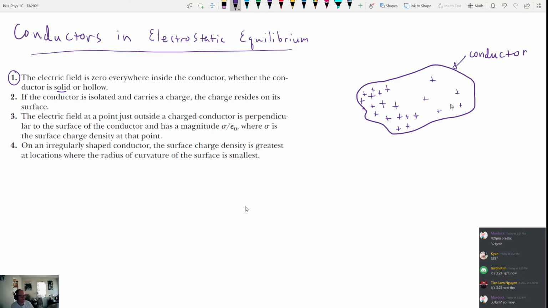What do we know about conductors? What is it that defines a conductor? Electrons are free to move, yeah. Charge flows easily. That's right, exactly. Charges flow easily. Excess charges flow easily.